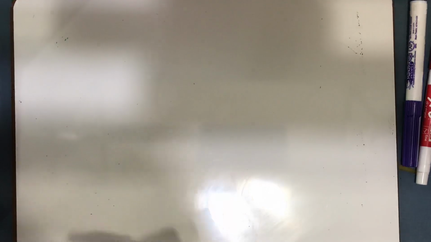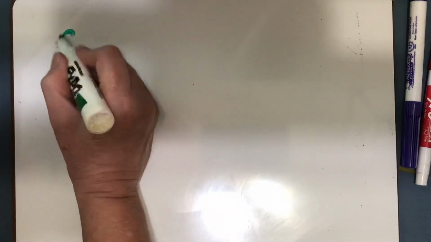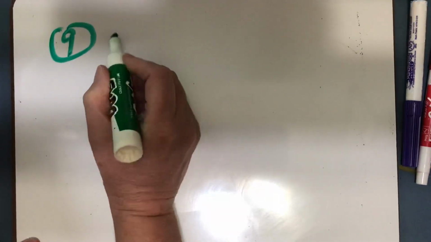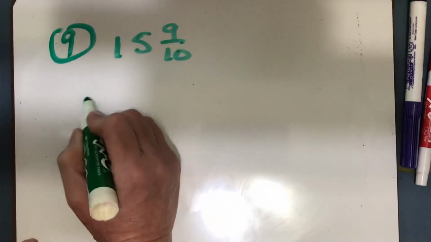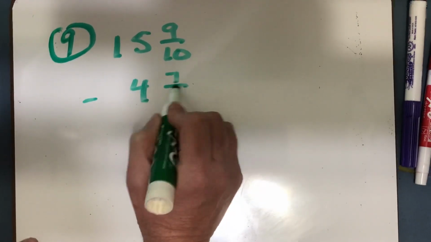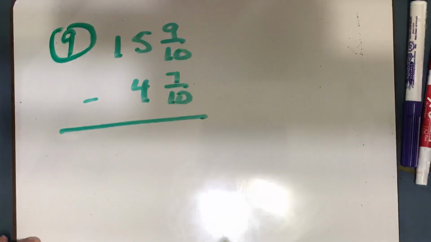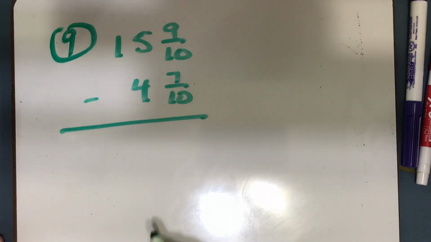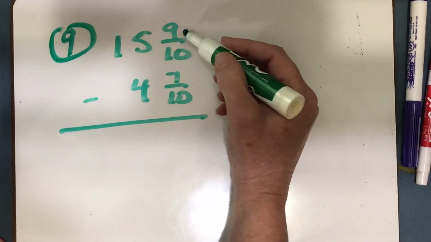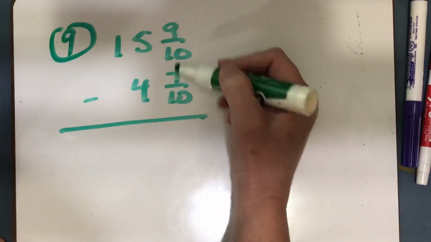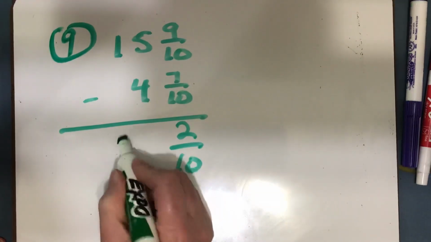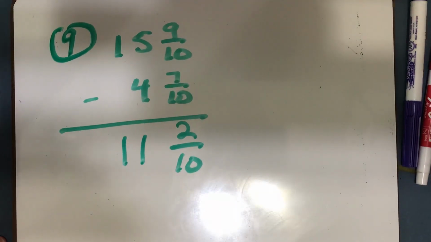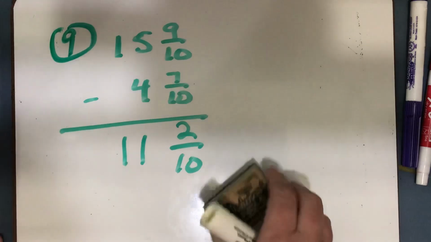All right, those both were subtracting improper fractions. But let's look at number 9. Number 9 has mixed numbers. So 15 and 9/10 minus 4 and 7/10. Just like when you add mixed numbers, you subtract the same way. You subtract your fractions. So 9/10 minus 7/10 is 2/10, and then 15 minus 4 is 11. So 11 and 2/10 is number 9.